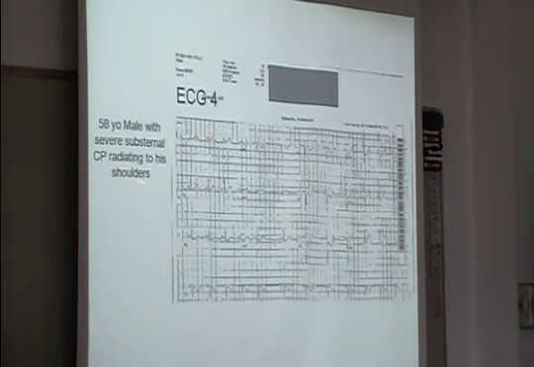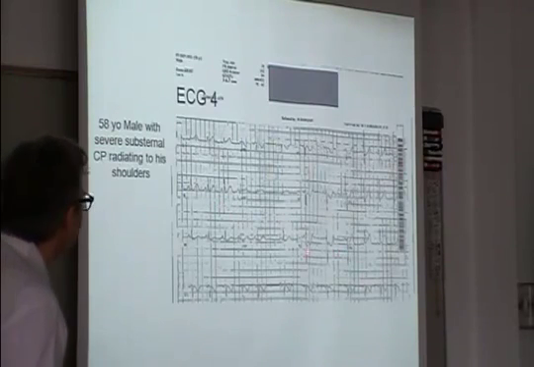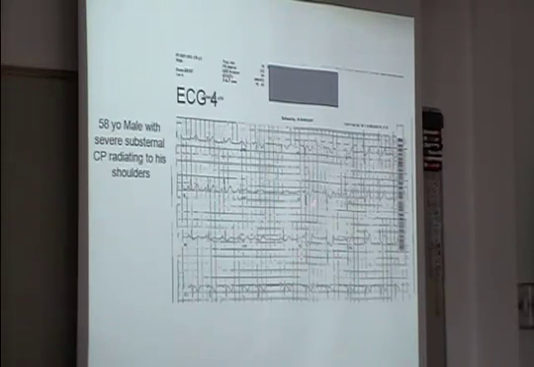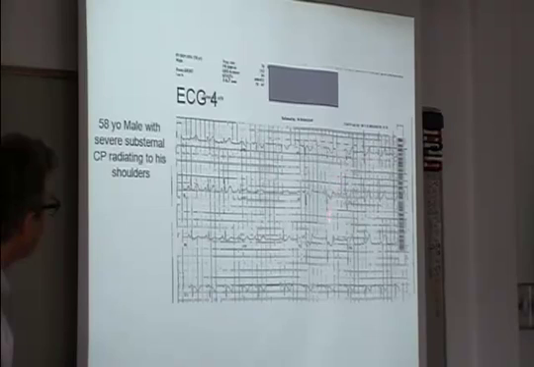So this is a 58-year-old man with severe substernal chest pain radiating to his shoulders. So, some of these I haven't looked at in a while, so I'll review. This is kind of interesting because, so here's the limb leads, here's the precordial leads. You see on the precordial leads now, the T waves are flipped over and there's ST depression. There may be some ST elevation out here that's significant, but this is something to think about.